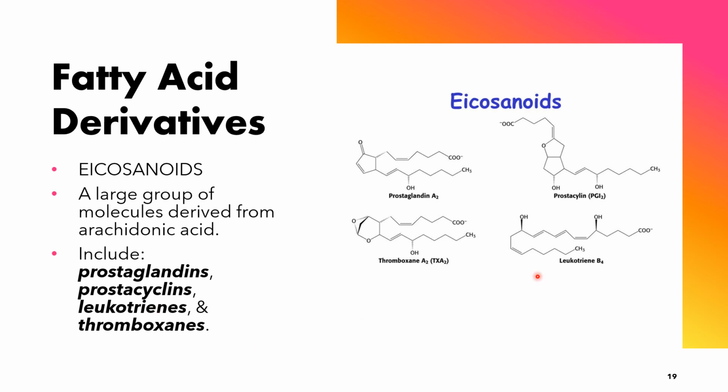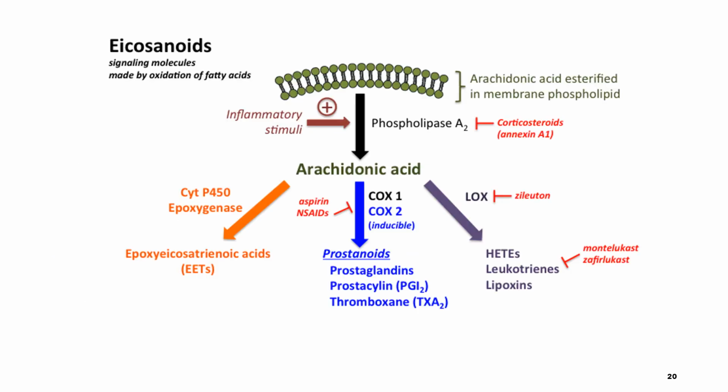So this figure here represents the chemical structure of the icosanoids: prostaglandins, prostacyclin, leukotriene, and the thromboxanes. This diagram shows the pathway of the biosynthesis of the icosanoids, the prostanoids, the thromboxanes, and the leukotrienes, as well as the epoxy icosanoic acids. The icosanoids are derived from the oxidation of the arachidonic acid. In terms of their function, their most important role is they mediate inflammatory responses.